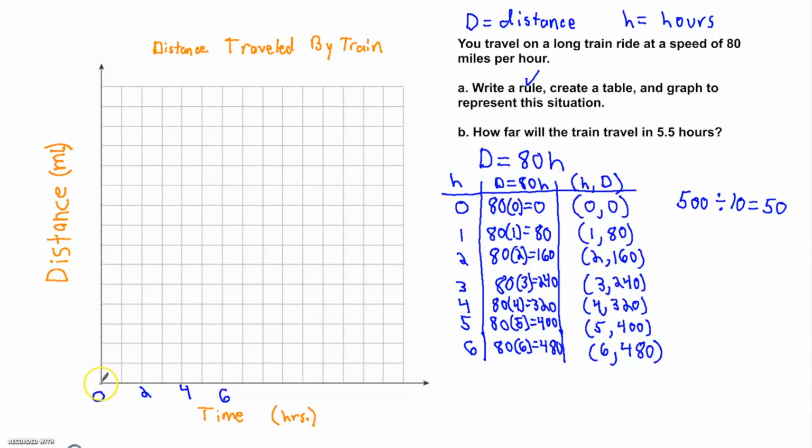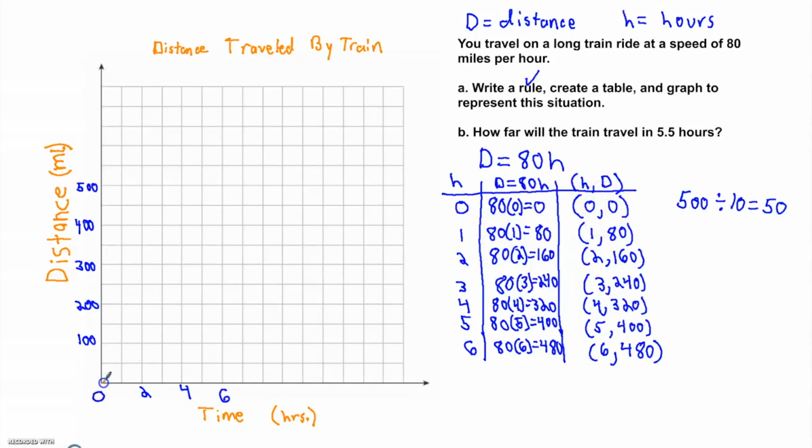So if I go up by 50, so this will be 50, 100, 150, 200, 250, 300, 350, 400, 450, 500. And that right there, folks, is a beautiful interval that will include all the values we need. Now, we're going to approximate where our values are when we graph this because we're not going up by 80s each time. So now I just plot the points.